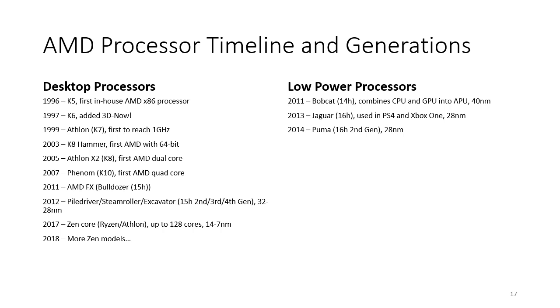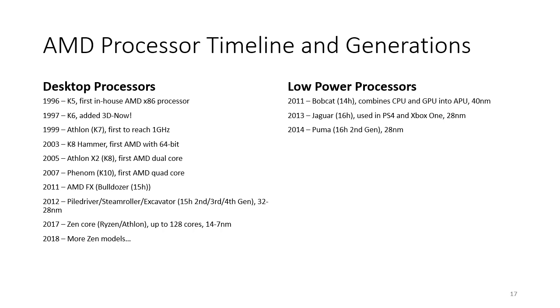The first AMD in-house processor, before that they were having them manufactured externally, that was the K5 way back in the mid-1990s. The K6 added some additional functionality with 3D Now for 3D graphics. The Athlon was the first CPU to reach 1 GHz way back in 1999. And then you had the K8 Hammer, which was the first AMD 64-bit CPU. The Athlon X2 was the first AMD dual-core CPU, followed by the Phenom in 2007, which was their first quad-core CPU. And then you had FX and Bulldozer, Piledriver, Steamroller, Excavator.